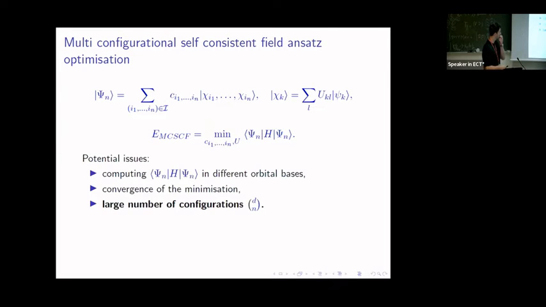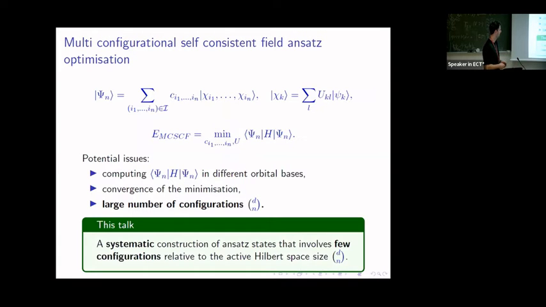And this is quite complicated for a number of reasons. Computing the Hamiltonian in this rotated basis and those different orbital bases is computationally complex. Also, the minimization is over C and U, over coefficients and over the unitary, and they are not independent, so they are coupled to each other. And also, in principle, there is a large number of configurations from which we can choose, and it's not a priori clear which are the best ones.